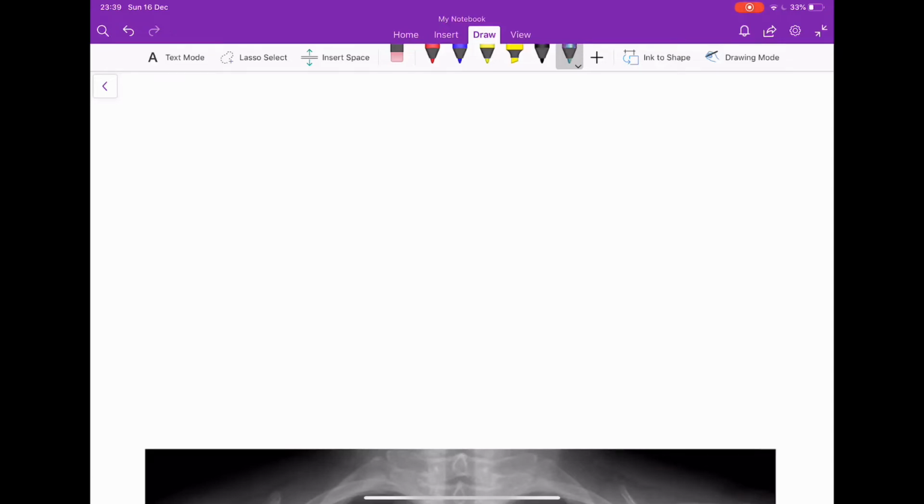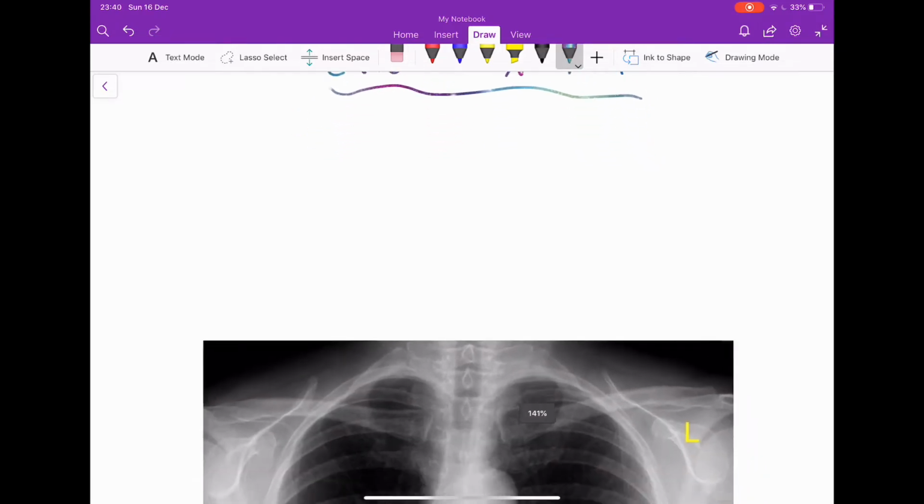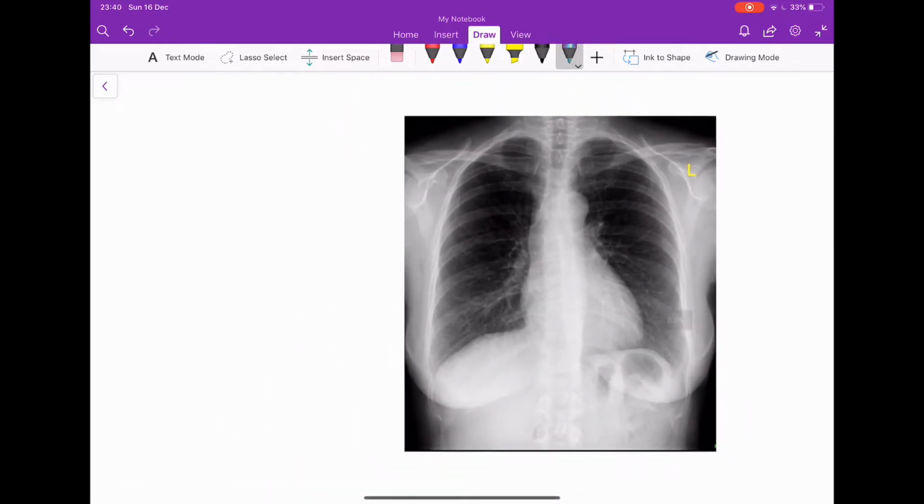Hello everyone. So today we are going to discuss the normal chest X-ray and what structures one should look out for while interpreting it. And this will be our sample for today.